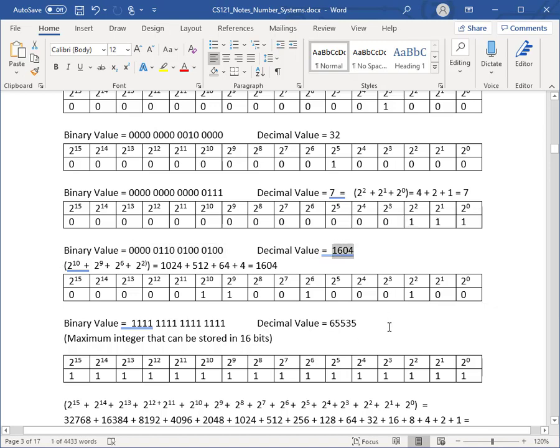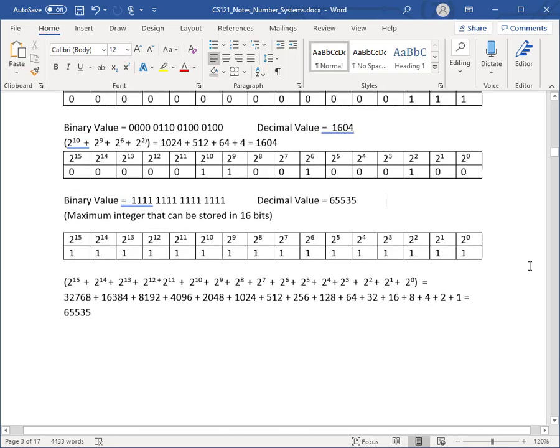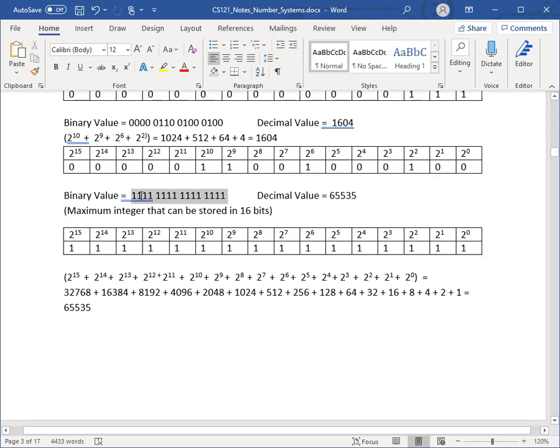Alrighty, so if you are given a binary string, all you need is the table that we had at the top, and wherever there's a 1, you pull that number out, and you add all those together, and that'll give you the decimal equivalent. So it's pretty easy to do. In our 16-bit example, if everything was a 1, what number would that represent?